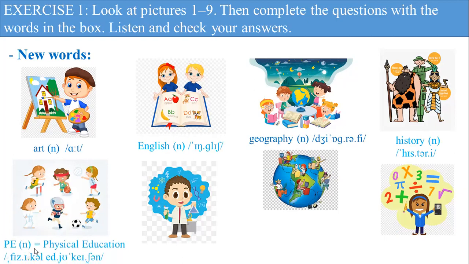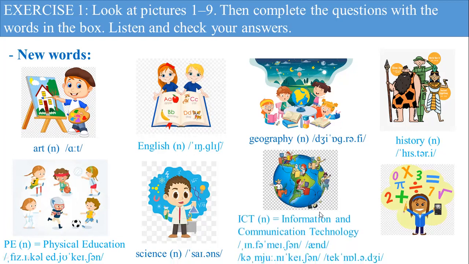PE. PE is the short form of physical education. And what is he doing? Yes. So, which subject is it? Yeah, science. Science. Now, can you guess which subject is it? Okay. ICT is the short form of Information and Communication Technology. And the last one, Maths. Maths. Okay. So you remember the meaning of these words? Yes, that's good. At home, you try to learn by heart.